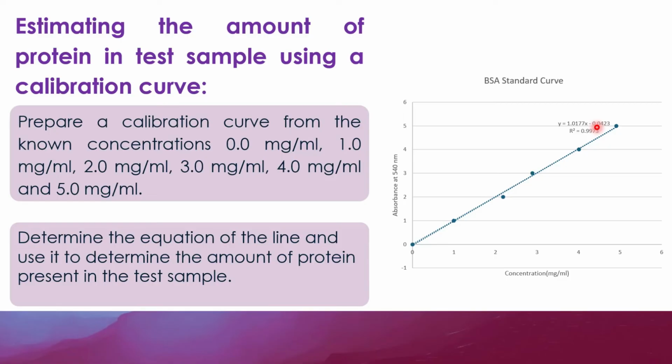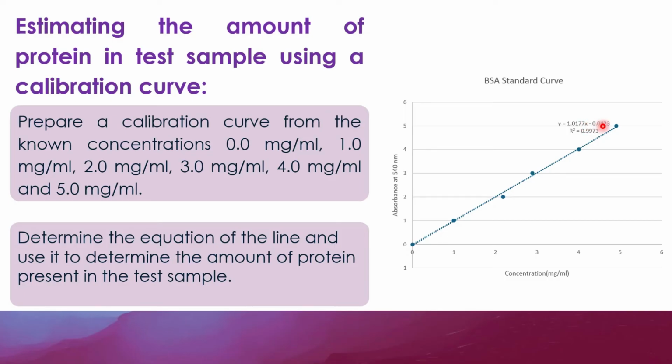I'll just give a practical example of how to determine the protein concentration of a test sample. Let's assume that in our test analysis, we had the absorbance for our test sample to be 2.5. If you want to determine the protein concentration of our test sample, we make s the subject from the equation of the line over here.